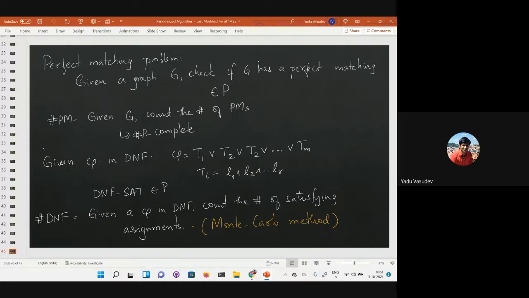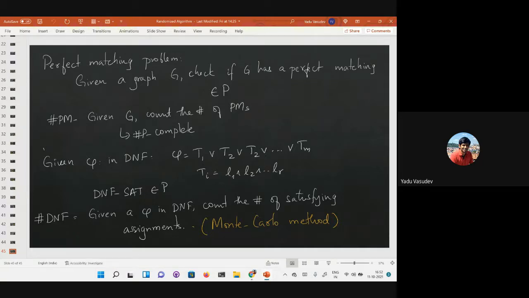So we saw that many decision problems that you've seen, like satisfiability, matching, and so on, you can ask the corresponding counting problems. Take satisfiability: instead of asking whether a formula is satisfiable, you ask how many satisfying assignments there are. Instead of asking whether there is a perfect matching in the graph, you ask how many perfect matchings there are.